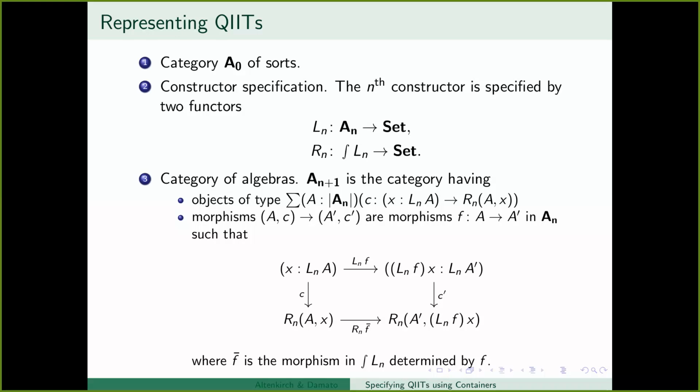But the basic idea here is that this process works by first having this category A0 of sorts, adding one constructor, getting a new category, adding another constructor, obtaining a new category, and so on and so forth until we've added all the constructors and we get one last category of algebras here. And then the quotient inductive type we're representing is obtained as an initial object in this category.